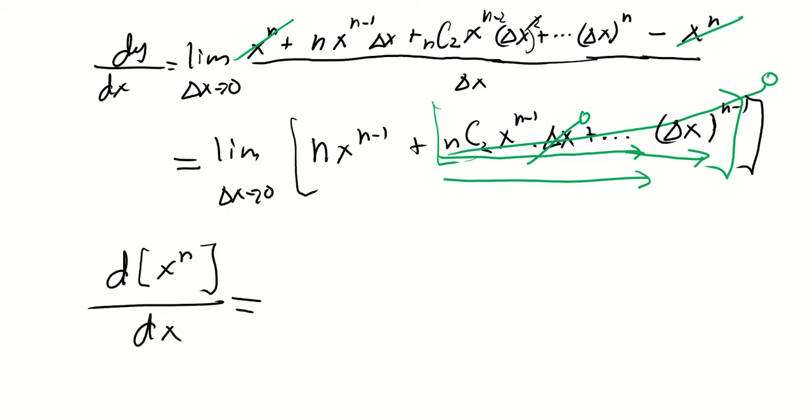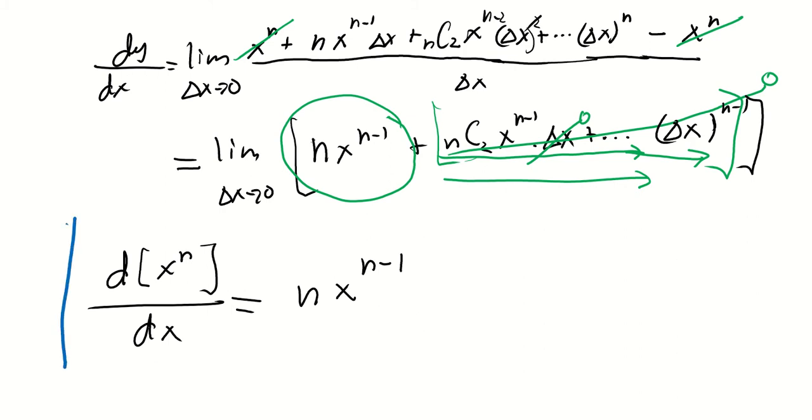So we can now conclude that the derivative of y, which is x raised to n, all over dx, is just equal to the limit of this term. This is just the remaining term, and there's no delta x inside this one. So the limit is just equal to n times x raised to n minus 1. And this is what we call the power rule.